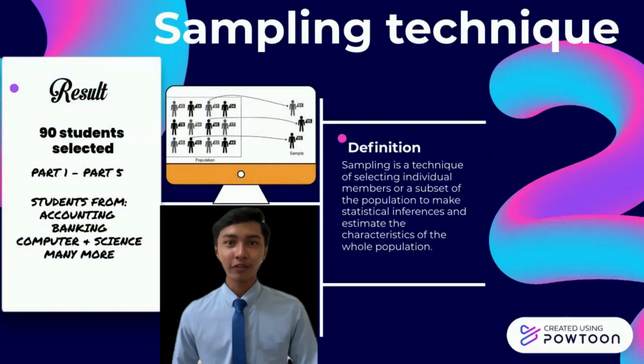Sampling is a technique of selecting individual members or a subset of the population to make statistical inferences and estimate the characteristics of the whole population. Sampling techniques are essential tools that enable researchers to derive significant results from a portion of a larger population. During our research, we used the simple random sampling technique to obtain results from the large population in UiTM Segamat. By doing this, every student has the same chance of being selected.